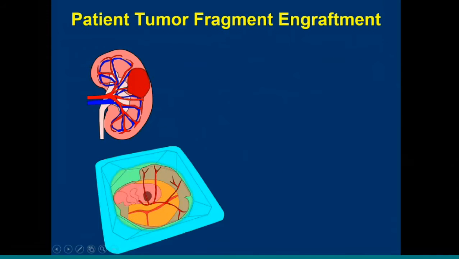So for the patient tumor fragment engraftment, the patient comes in, they're exhibiting the disease, and they go in for either their full or partial nephrectomy. Beforehand, we also prepare a large number of chicken embryos for engraftment. We take a number of biopsies from the patient's tumor. We subdivide these biopsies into smaller tumor fragments, generally at least 40 fragments per biopsy. We open a small window in the surface of the CAM, and then we directly deposit these tumor fragments or tumor chunks onto the embryo. We then seal the wound with a small amount of Matrigel.